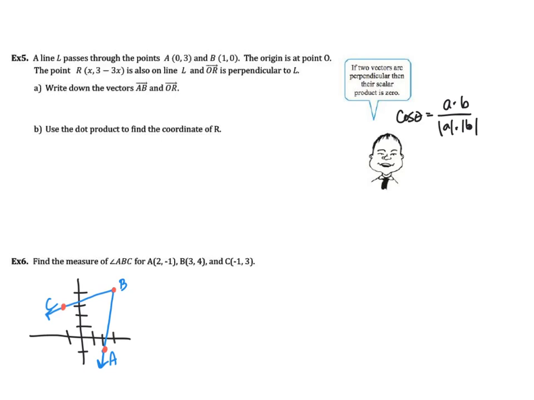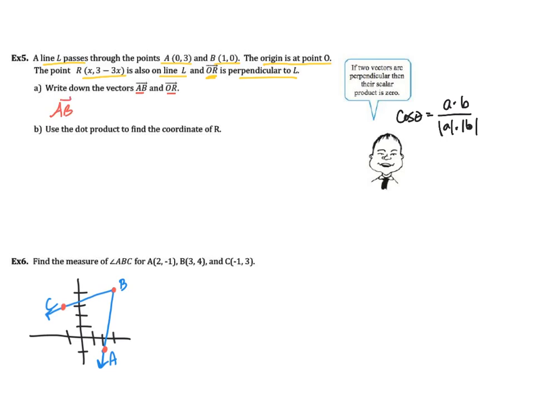Moving on, example 5. Okay, let's read it here. It says, a line L passes through points A (0, 3) and B (1, 0). The origin is at point O, and point R is at (x, 3 minus 3x). The point R, (x, 3 minus 3x), is on line L, and OR is perpendicular to line L. So step number 1, it says to write down the vectors AB and write down the vectors OR.